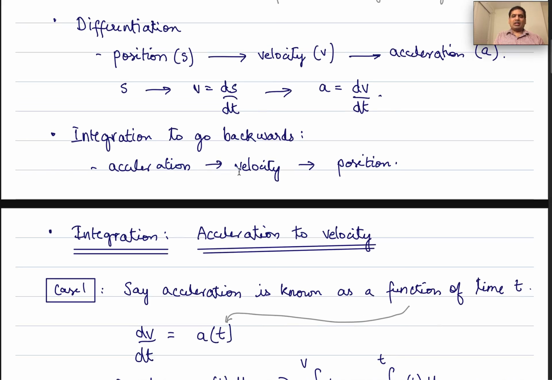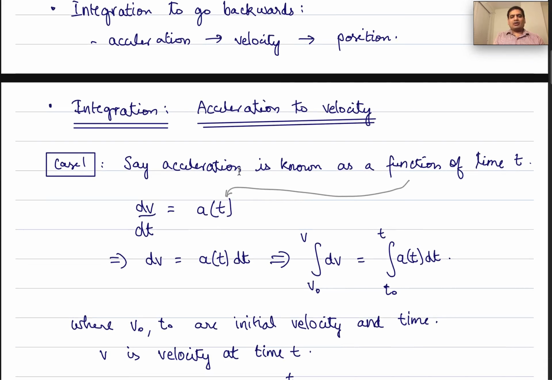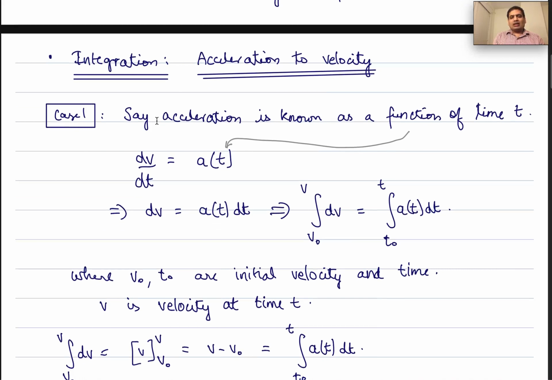Now let's look at how to do integration. Some of this is quite familiar to all of you from your freshman or introductory physics classes, but some of them may be perhaps unfamiliar. Okay, so let's think about integration going from acceleration to velocity. Case one: say the acceleration is known as a function of time t. You will see why I'm saying this, because we're going to talk about acceleration as a function of other things as well in a minute. But let's say acceleration is known as a function of time t.